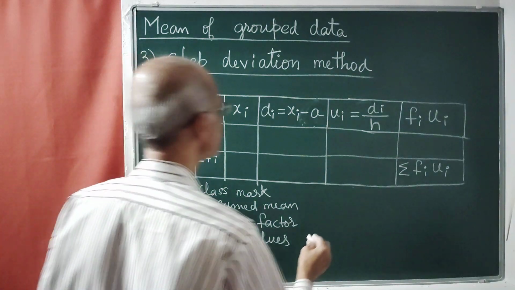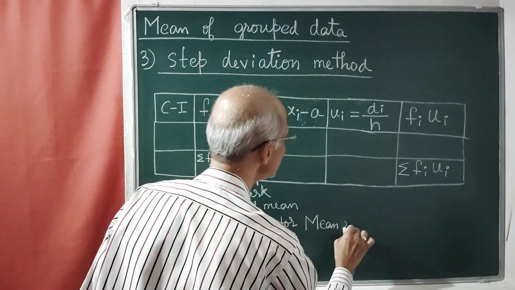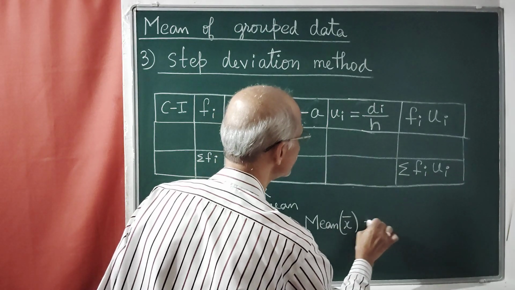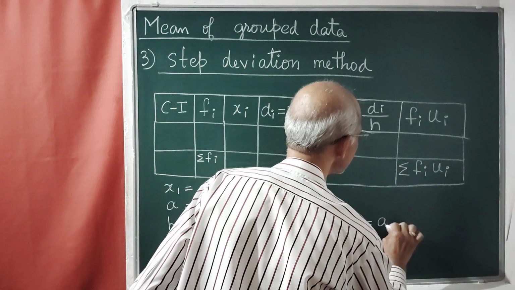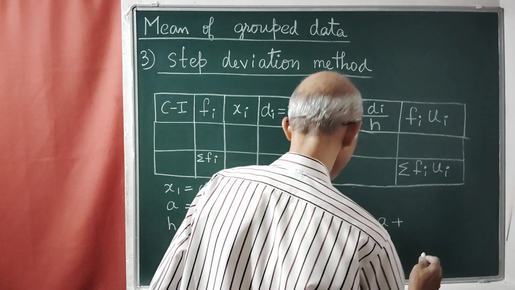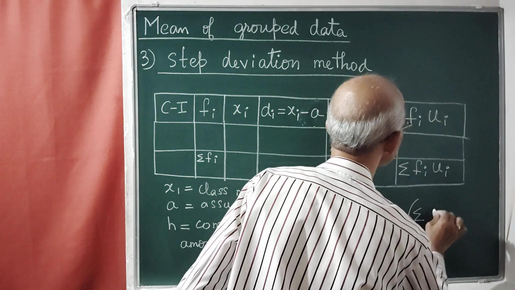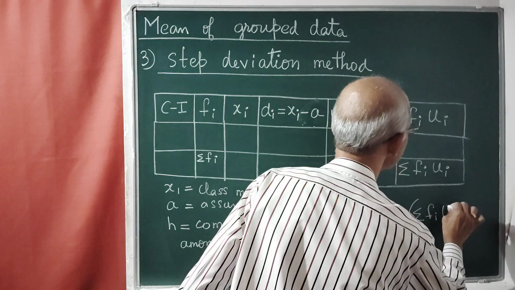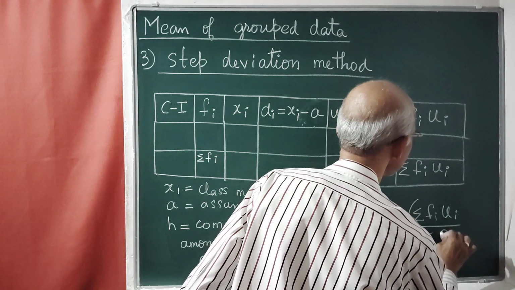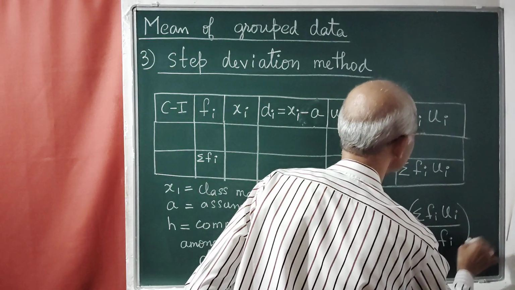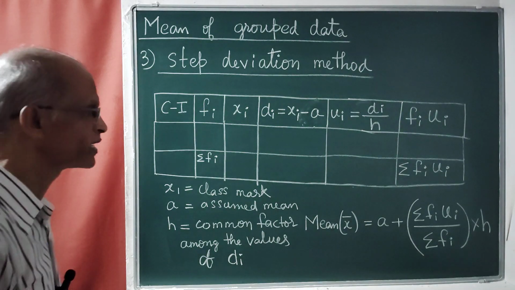Now the formula. Mean will be equal to a plus sigma fi ui by sigma fi into h. This is the formula to find the mean.